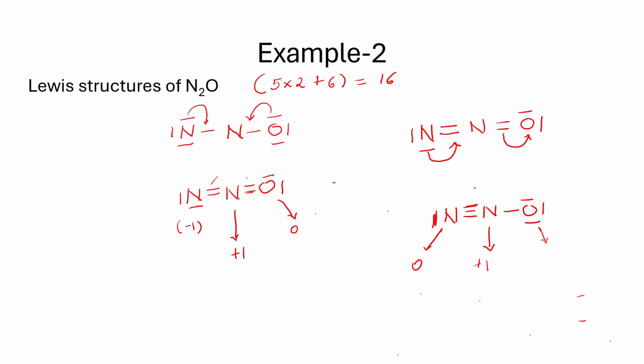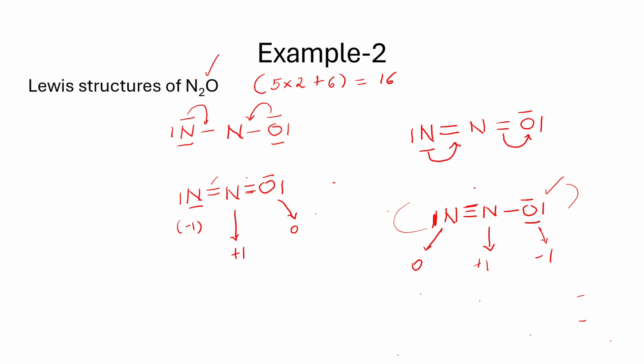Okay, now both of these Lewis structures are correct because both of them are satisfying the octet rule. Both of them have the sum of formal charges coming to be 0 because N2O is a neutral entity. But then the Lewis structure on the right is a bit more stable than the Lewis structure on the left, simply because in this structure, the more electronegative atom, which is oxygen, is the one that is carrying the negative charge, not the less electronegative nitrogen.